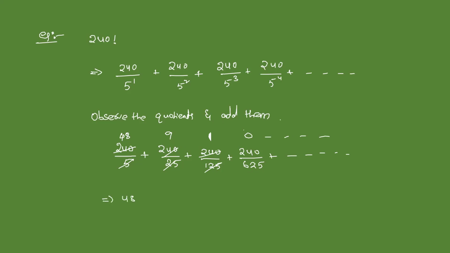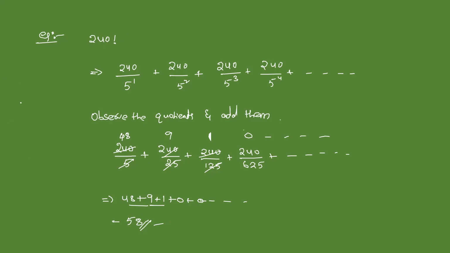So what happens now? 48 plus 9 plus 1 plus 0 plus 0, 0, 0. Anyway, all these are zeros only, and we will not bother about them. 9 plus 1 is 10. 10 plus 48 is 58. So the number of zeros in this case is 58. See students, 48, 9, 1, all these are quotients. Once again I am repeating, 240 is not exactly divisible by 25, but 9 is the quotient which we will get in this case. In this manner we will find the number of zeros.